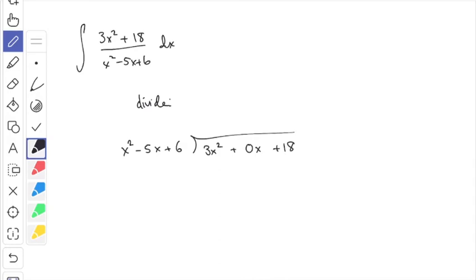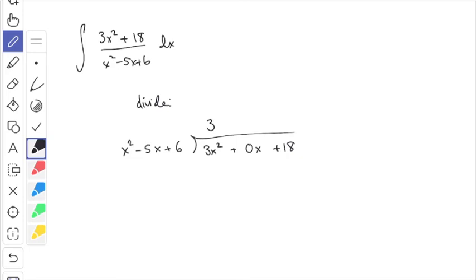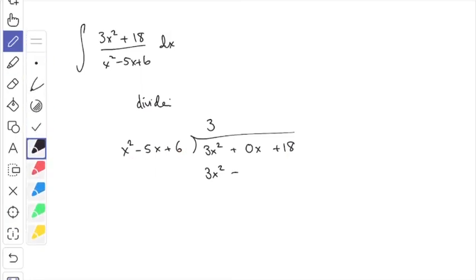Okay, anyway, what do you say? Anybody want to tell me what I should put up here for my first quotient? Just 3. Yeah, you have to ask yourself, I'm dividing 3x squared by x squared, and it's just 3. All right, so then we multiply. We get 3x squared minus 15x plus 18, multiplying this whole thing out here by 3. We subtract. The 3x squareds cancel. 0x minus 15x gives me 15x, and the 18s also cancel.